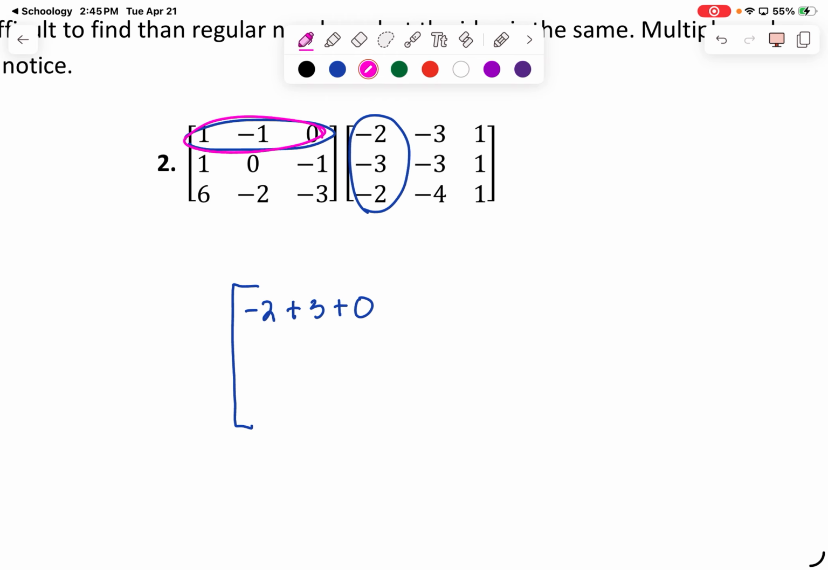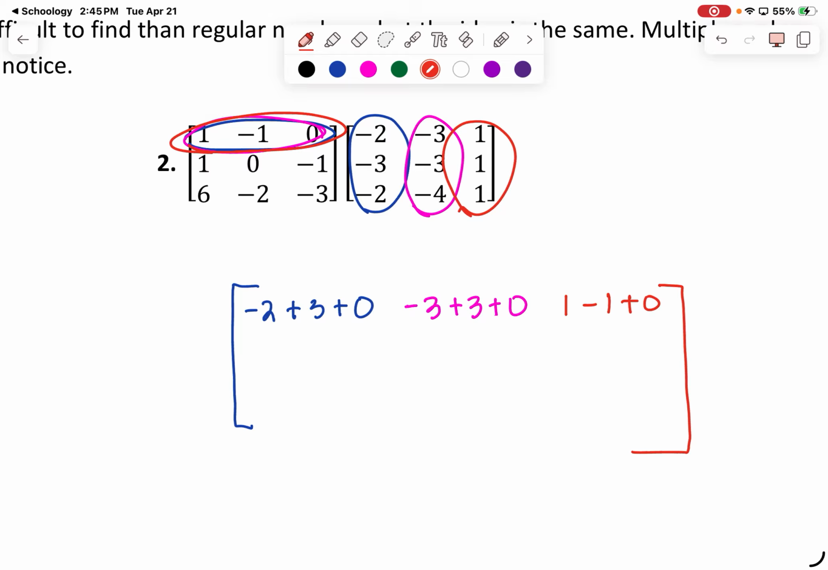All right, row 1 times column 2. 1 times -3 is -3. -1 times -3 is +3, and 0 times anything is 0. That gave me a 0. I'm doing good. Row 1 times column 3. So 1 times 1 is 1. -1 times 1 is -1. 0 times anything is 0. Wow, I'm just so smart right now. Okay, now I'm on to row 2. Column 1. 1 times -2 is -2. I got 0 and 2. I almost tried to speed through that, and I almost messed up.